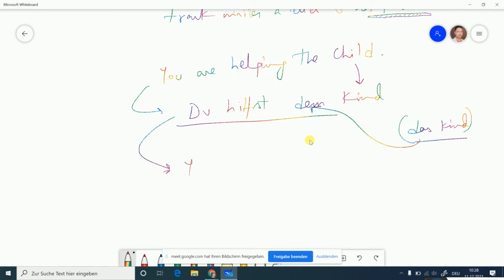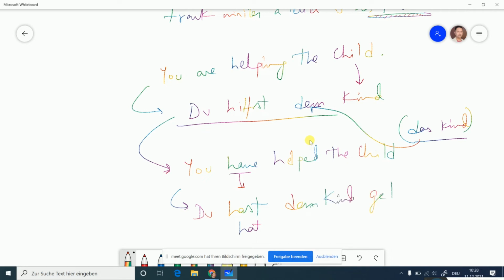You have helped the child. Let's say you have helped. I'm trying to deliberately use have here. You have helped the child. So here it will become "du hast" or "du hat dem Kind geholfen."